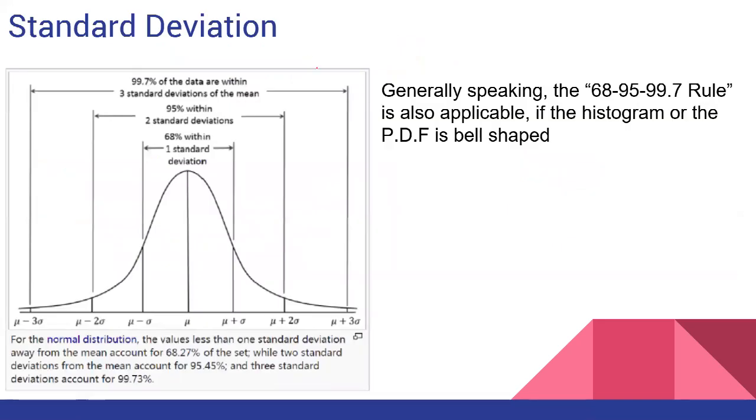Okay. Regarding standard deviation, there is a rule of thumb you need to understand and remember. Generally speaking, for the normal distribution, there is a 68, 95, and 99.7 rule, right? But generally speaking, this rule is also applicable if the histogram or the probability density function is bell-shaped. Okay, so this expands the rule that we have learned to bell-shaped distributions. Any questions? If you know that a distribution is bell-shaped, you can approximately apply this rule. All right, okay, I'll leave this to you after this class.